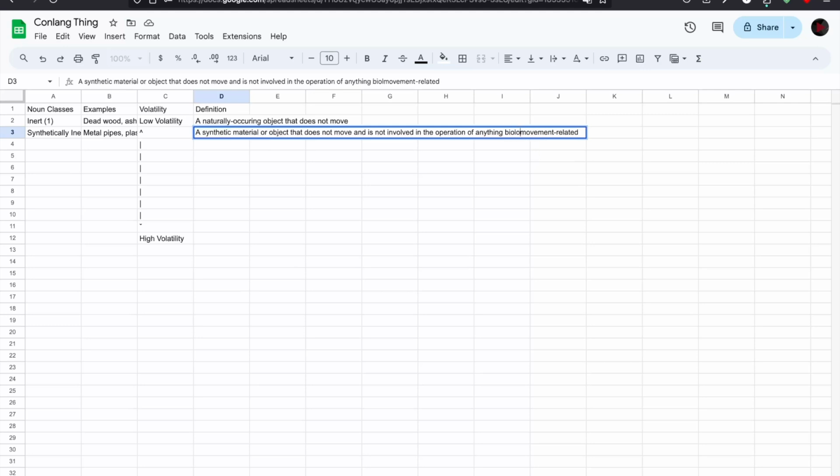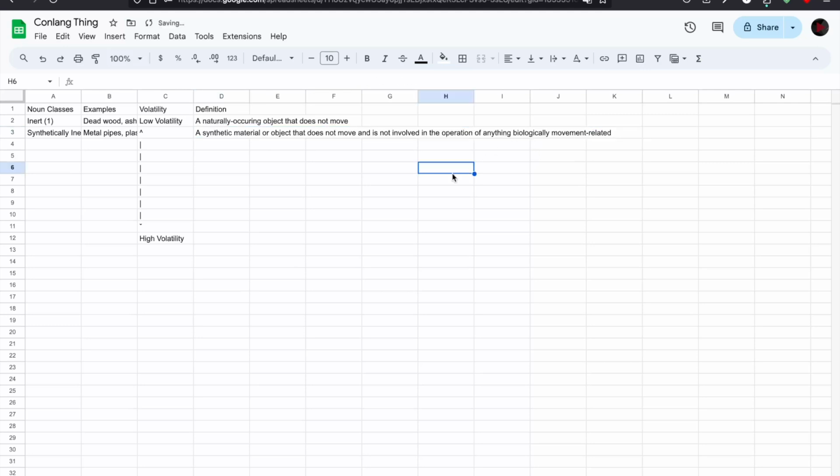Biologically movement regulated. Volatile. Herbological. Well, concepts. Abstract.